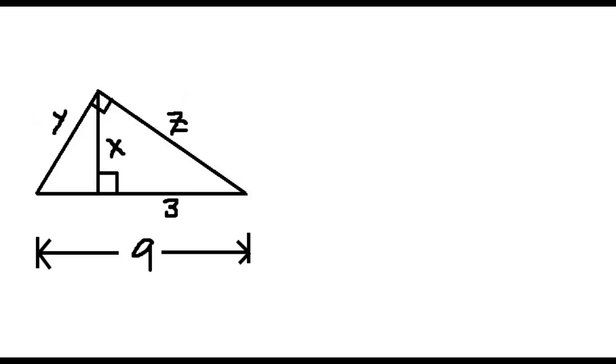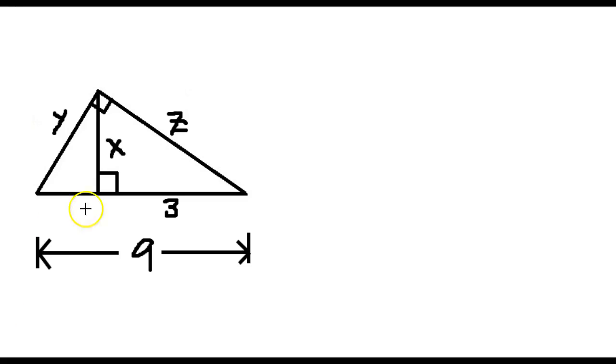And here we have another example. Notice that the hypotenuse of the large right triangle is given. We're told that it is equal to 9. And as before, the large right triangle is divided into two smaller parts, but the smaller part here is unnamed. The larger part of the hypotenuse is 3. The altitude is x, the short leg is y, and the long leg is z.